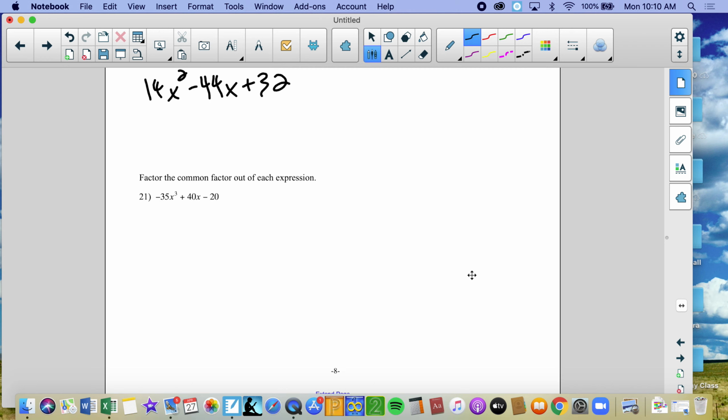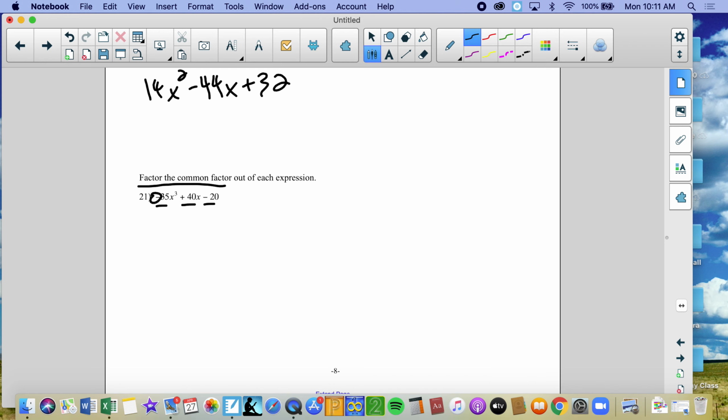All right, factor out the common factor. It sort of gives you an understanding that you're not going to factor a times c, because it just wants the common factor. So we're looking at each of these terms. We're looking at the coefficients first: negative 35, positive 40, negative 20. So it has a common factor of 5. And since my first term is negative, I have to factor out a negative 5.